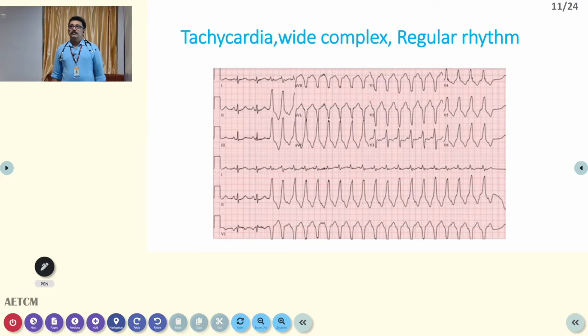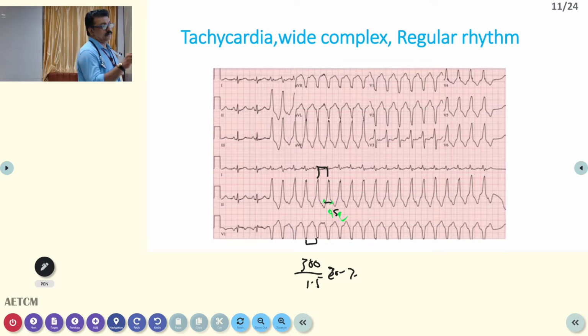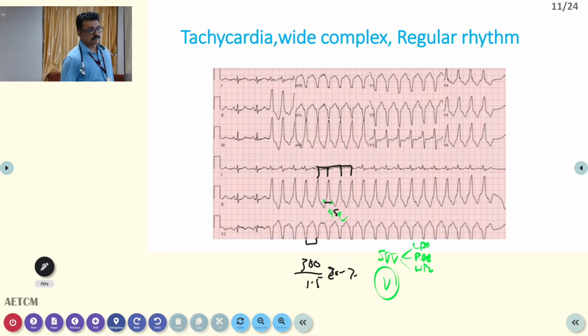Now, tachycardia, wide complex, regular rhythm. You can see here there is tachycardia because you are seeing nearly 1.5 squares, 300 by 1.5 means it may be very high, around 200 to 225 may be the rate. The QRS complex is very wide, maybe 4 squares. So, what are the possibilities we learned? It can be SVT or VT. SVT means it can be SVT with LBBB, SVT with RBBB, or WPW syndrome, or it can be VT.